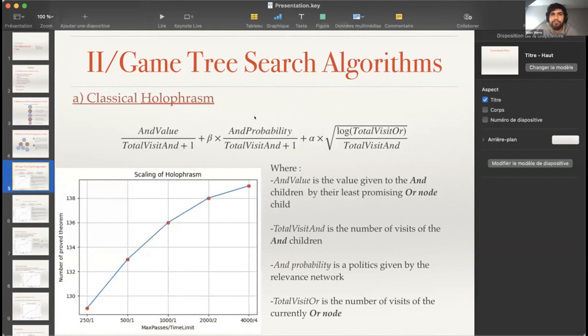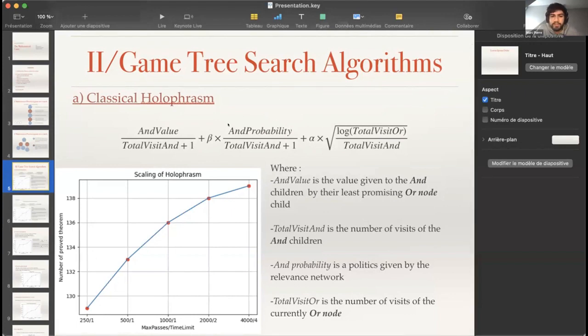You compute this value for all n children, and you visit the maximizer. This is heavily inspired by the bandit algorithm UCB. And when you are in an n node, you visit the least promising OR node. I will explain that later. So, how are these terms initialized and updated?